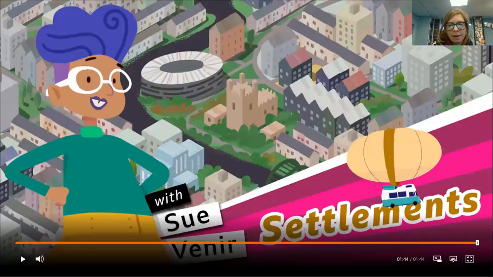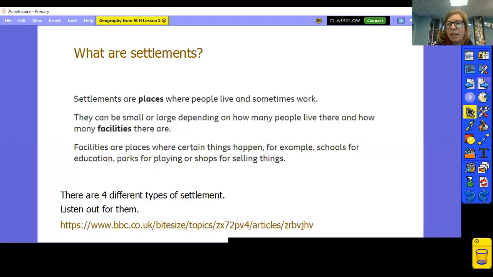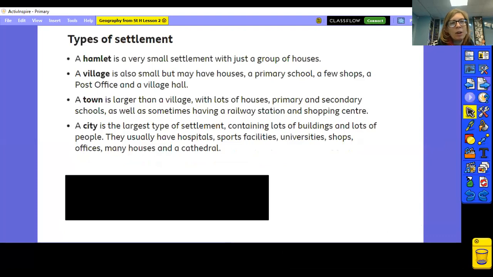Okay, so going back to my flip chart. So we had 4 different types of settlement there. A hamlet was a really small settlement. It's just a group of houses, really. And then a village would be small, but it's going to have some houses, a primary school, some shops, a post office, a village hall, things like that. So a little village. And then a town is larger than a village.